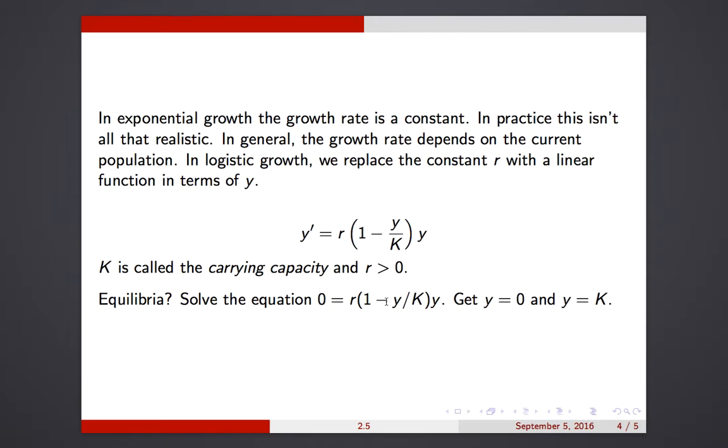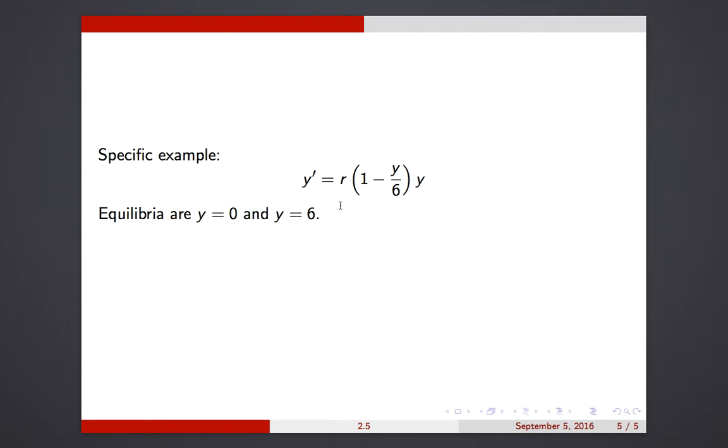Okay, so here's a specific example. y prime equals r times (1 minus y over 6) times y. The equilibria of this system are y equals 0 and y equals 6. Again, you could have found that by substituting 0 in for y prime and just noticing that y equals 6 kills this, y equals 0 kills this. So those are the equilibria of your system.